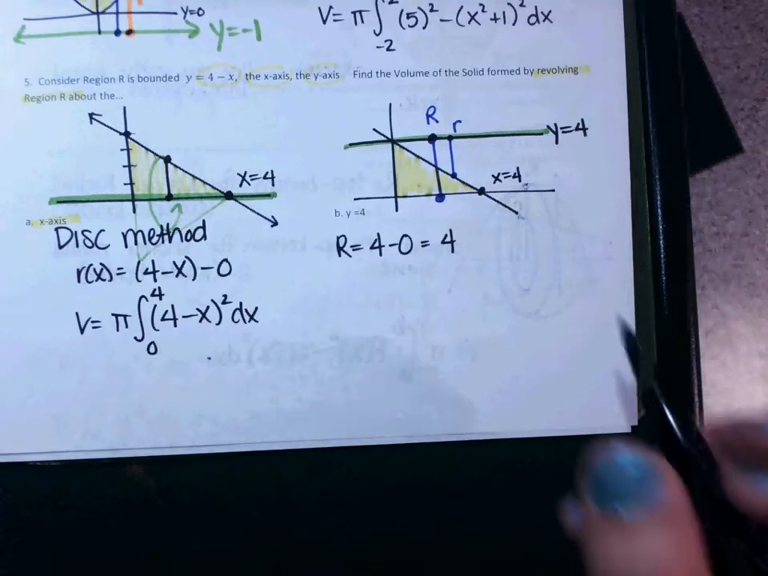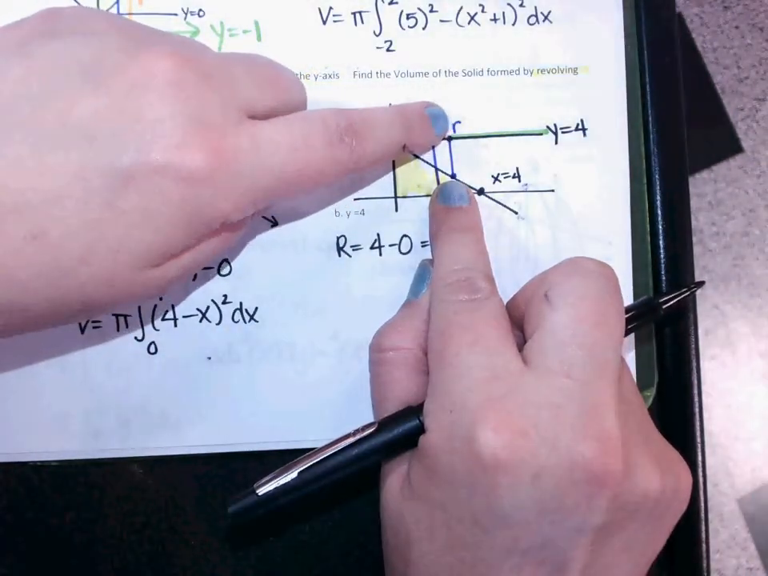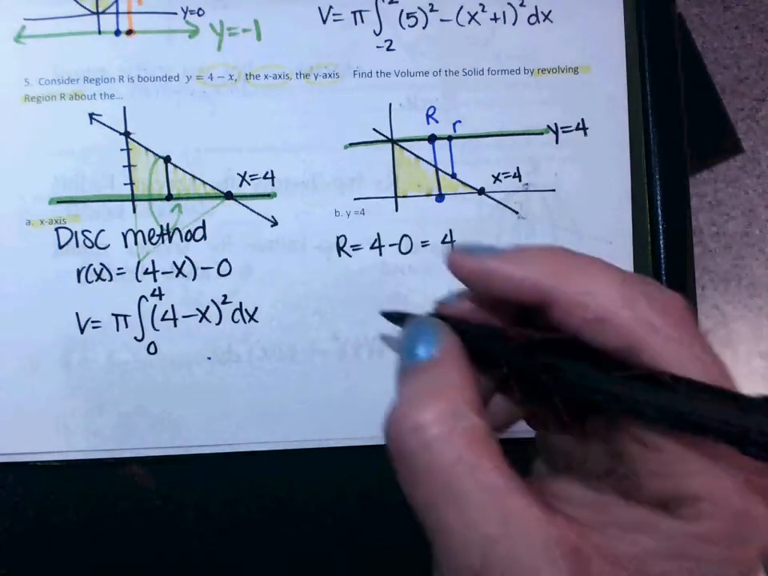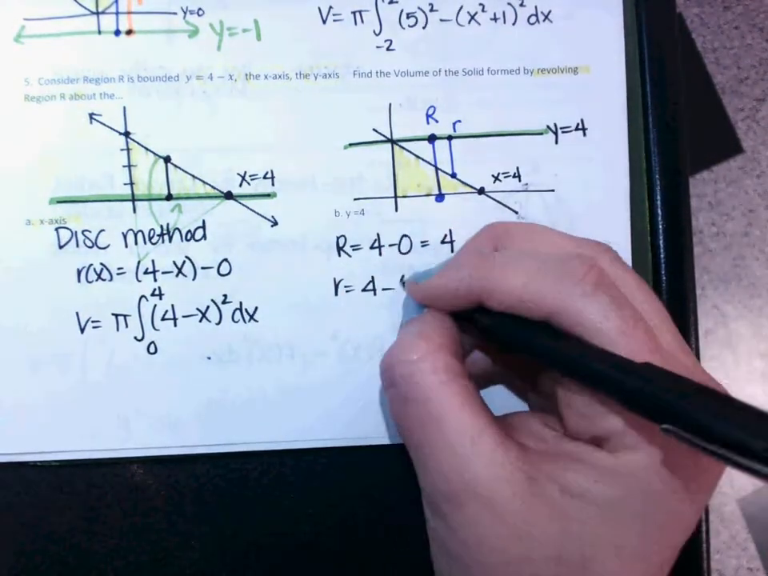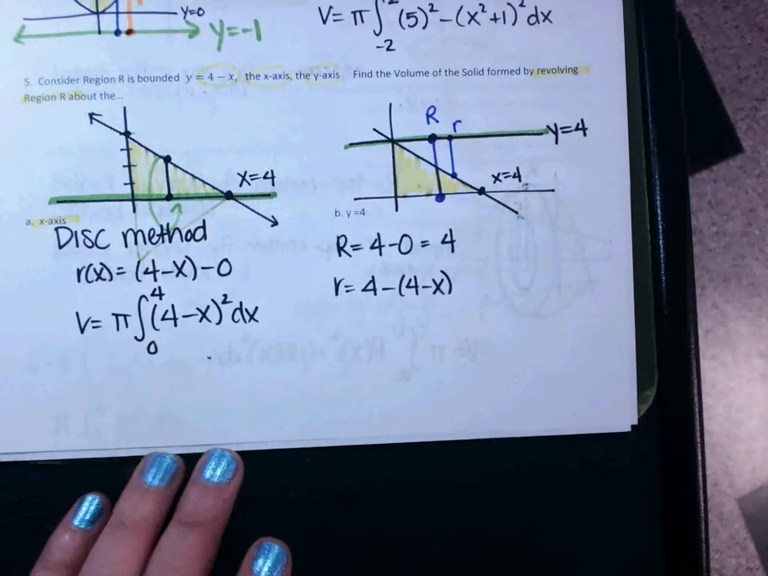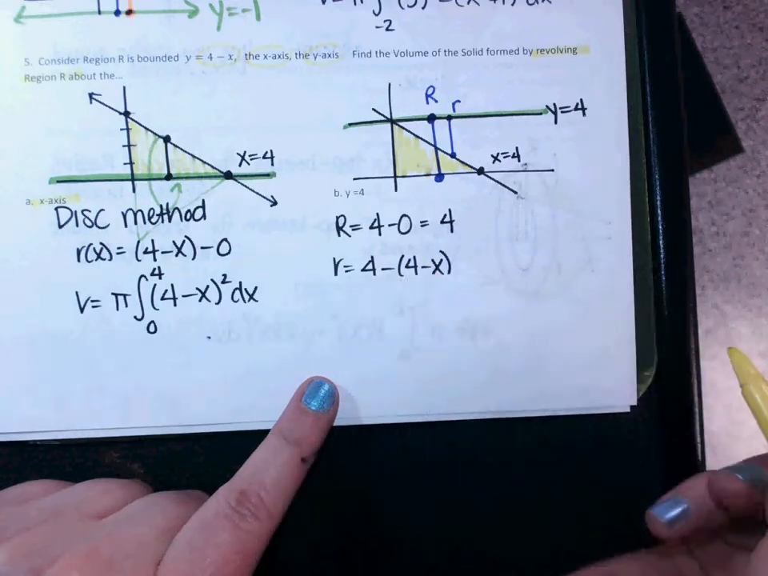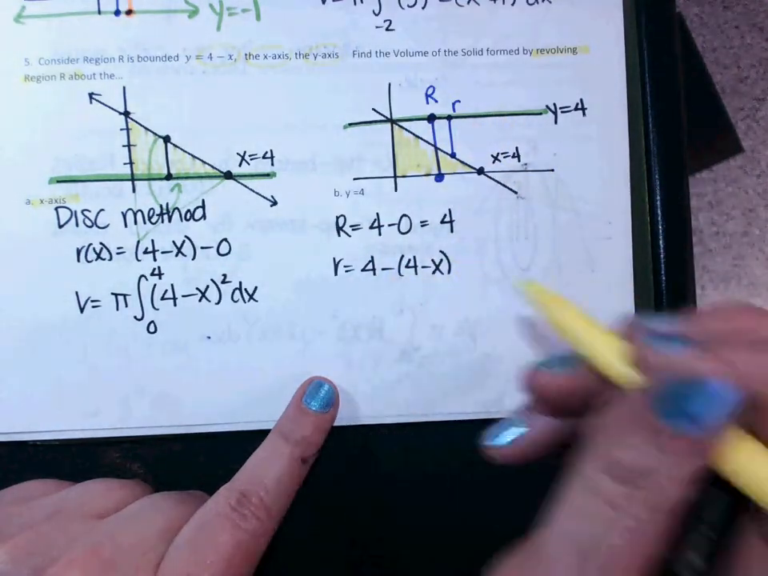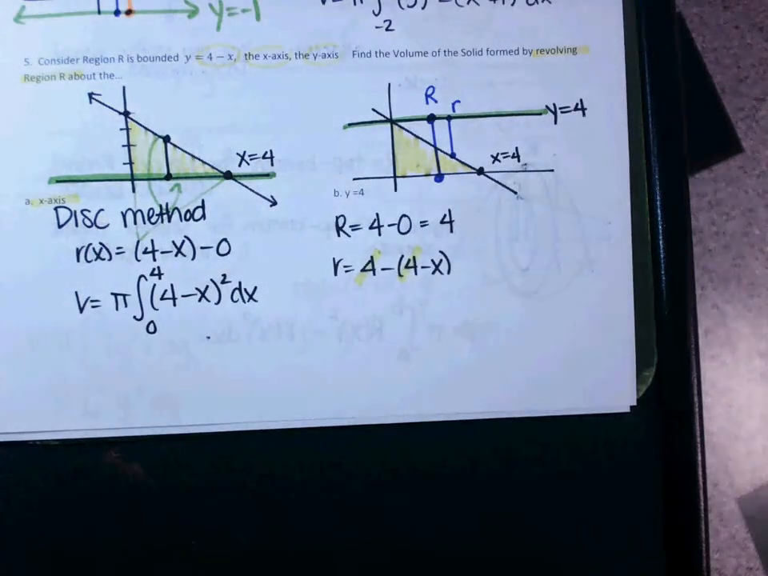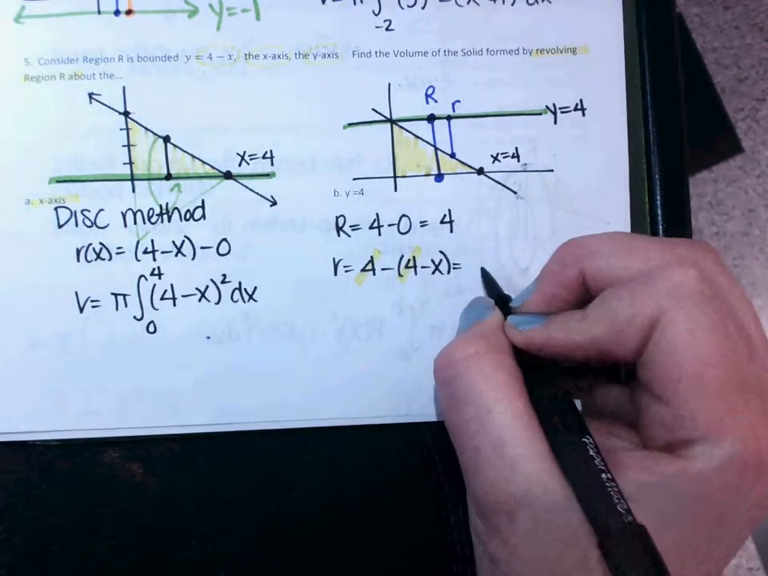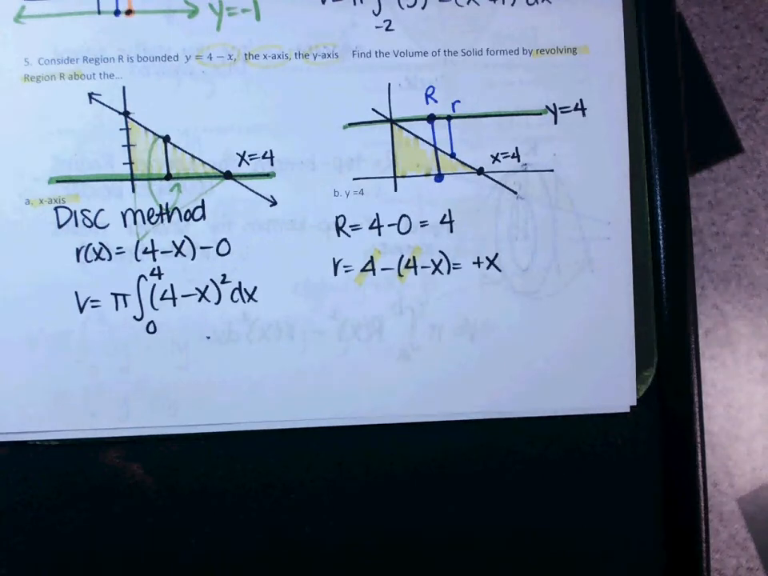Okay, little r, top minus bottom. The top is still the green line, but what's the bottom now? 4 minus x. And what's going to happen with these 4's? If I do 4 minus x, they can cancel out. So is it just negative x left over? Positive x, because of the double negatives. Is it that little r on the x-axis to the linear line? No, because we're not revolving around the x-axis.